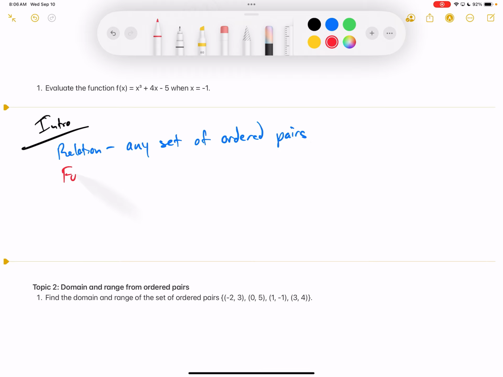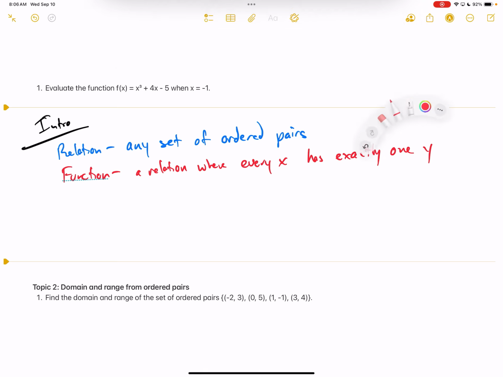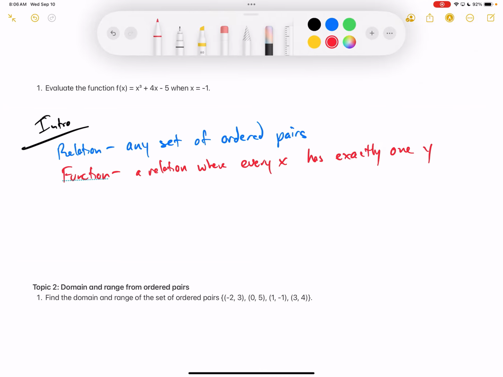A function is, I guess, a relation where every x has exactly one y, okay? So that means if I say, hey, what's this x go with? There's one answer there. There's not two answers there. Every x has exactly one y. So if I ask you what 5 goes with, you only give me one answer back.